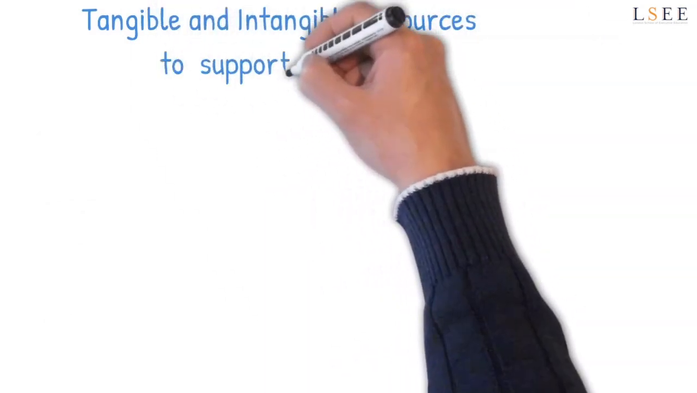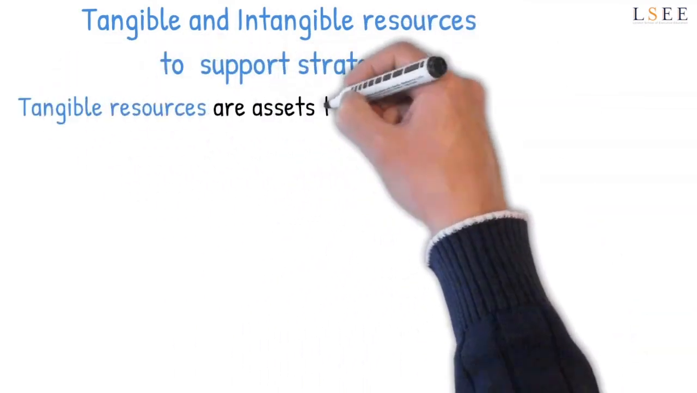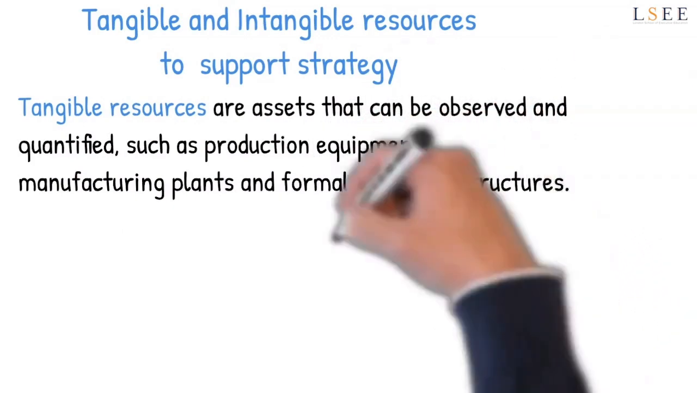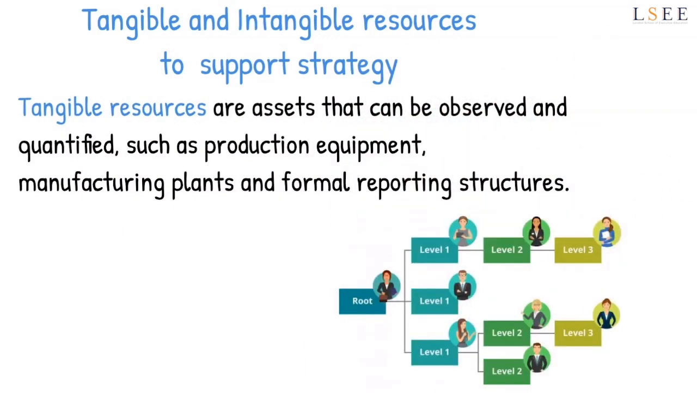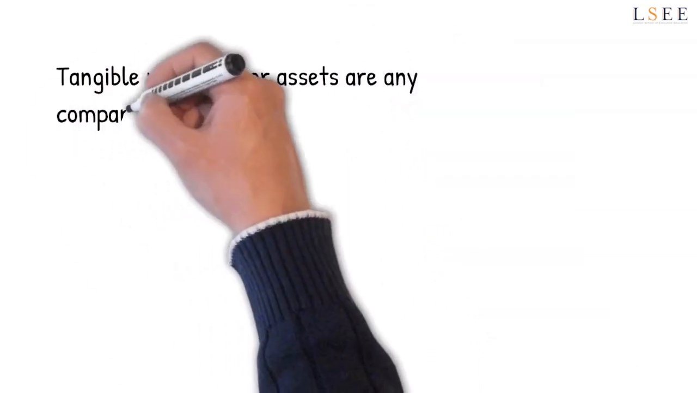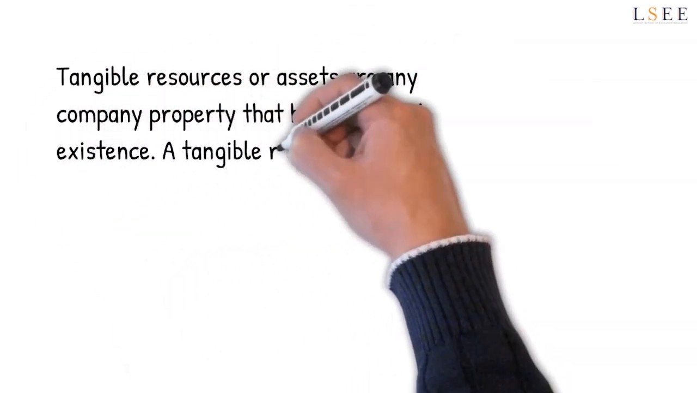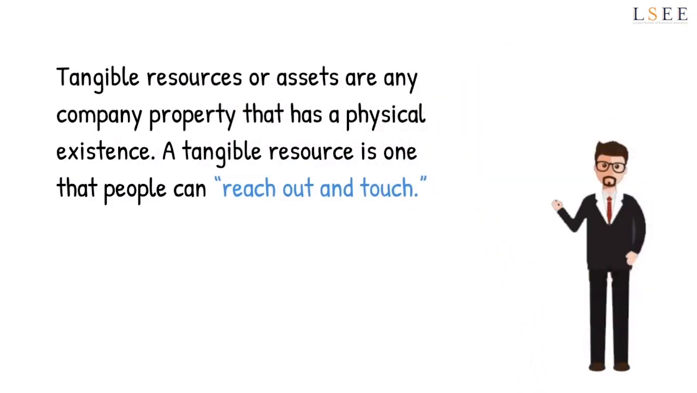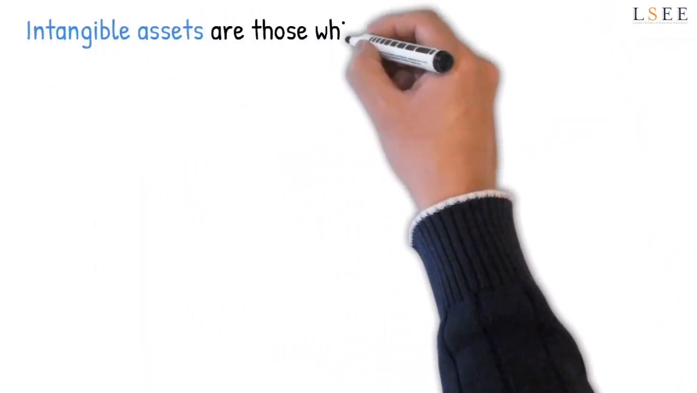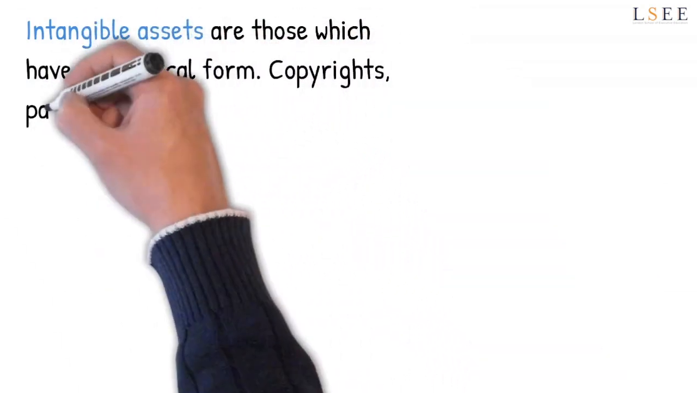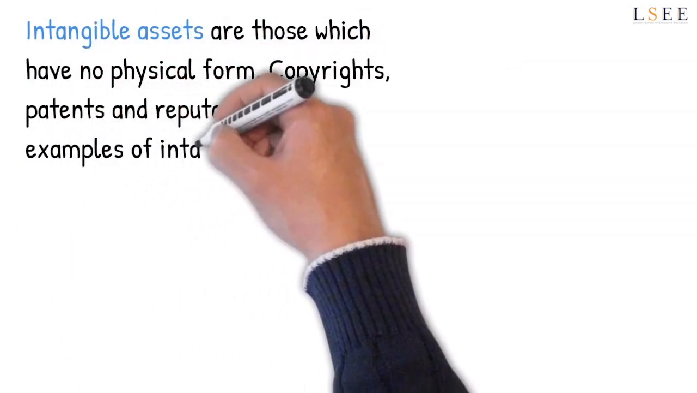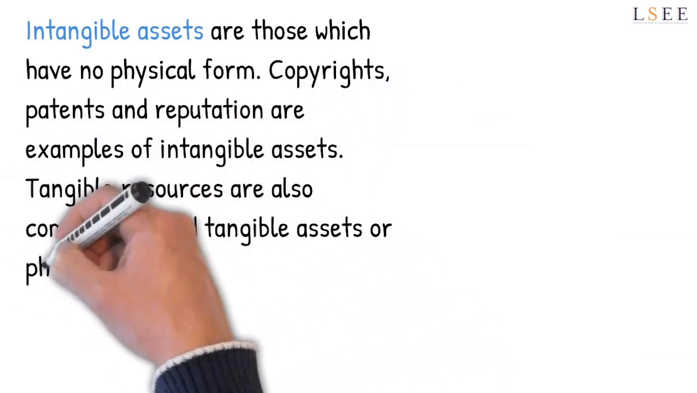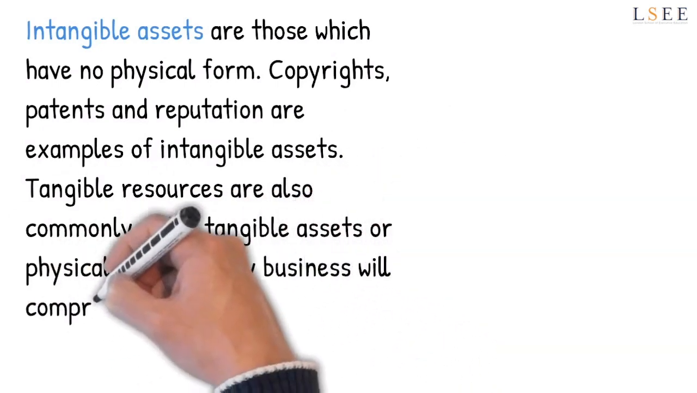Tangible and intangible resources too. They support strategy. Tangible resources are assets that can be observed and quantified, such as production equipment, manufacturing plants, and formal reporting structures. Tangible resources or assets are any company property that has a physical existence. A tangible resource is one that people can reach out and touch. Intangible assets are those which have no physical form. Copyrights, patents and reputation are examples of intangible assets. Tangible resources are also commonly called tangible assets or physical assets.